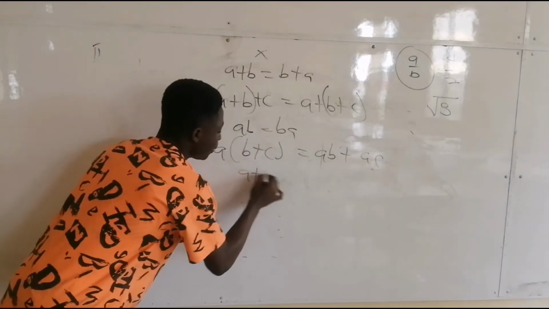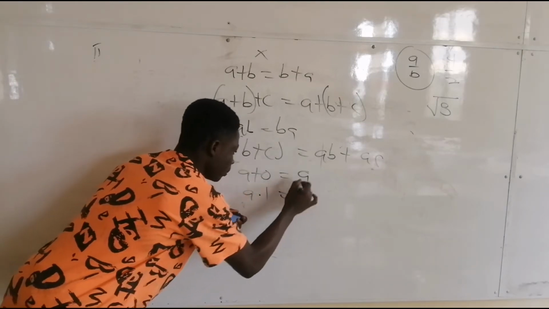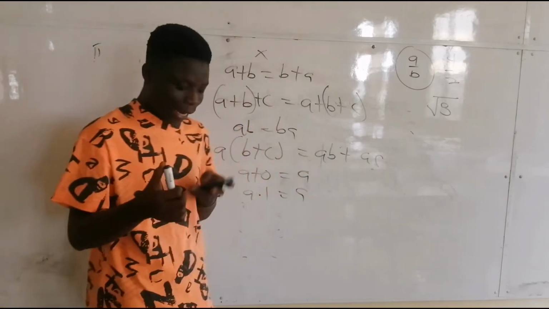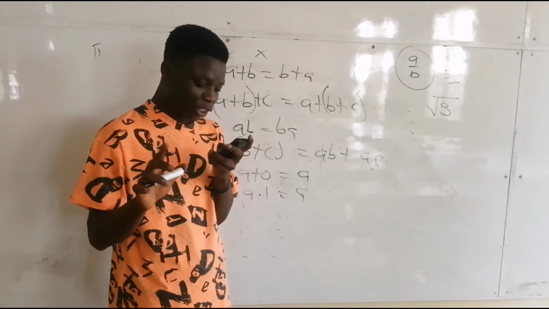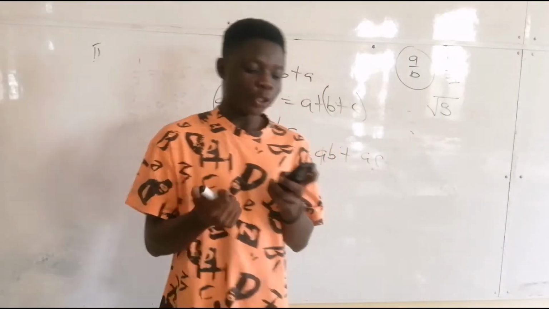For addition, you know that A plus 0 is equal to A. And for multiplication, A times 1 is the same as A. So those are the two: the identity for multiplication and the identity for addition. There are more to this that you can find, yes. So you need to find those things.